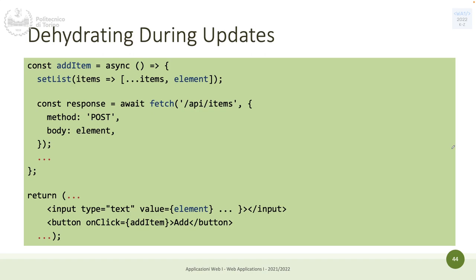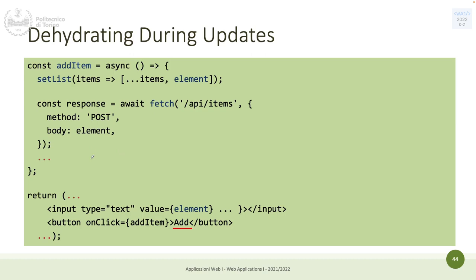These are the two cases for infinite loops: no dependency, or wrong elements in a dependency, like objects and arrays. So let's go back to the previous case, state updating during updates. What does this excerpt do? We have an input element, and we have a button that says add. When it's clicked, we call the addItem function that adds an element to a list, and calls a fetch.